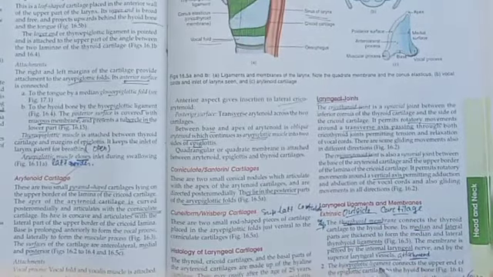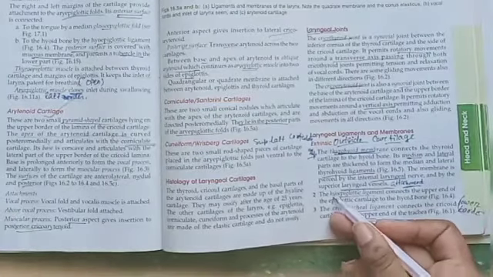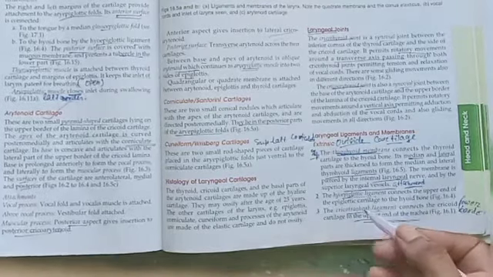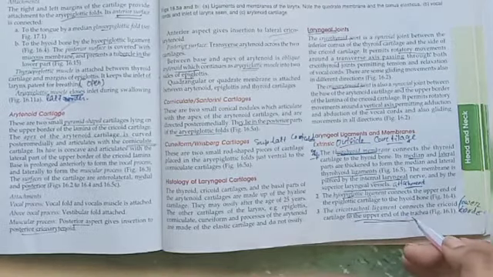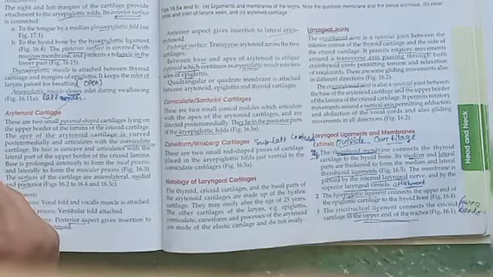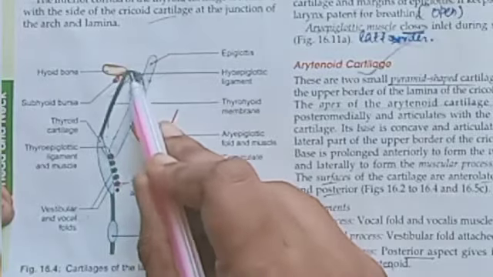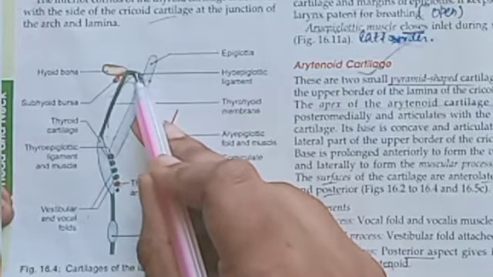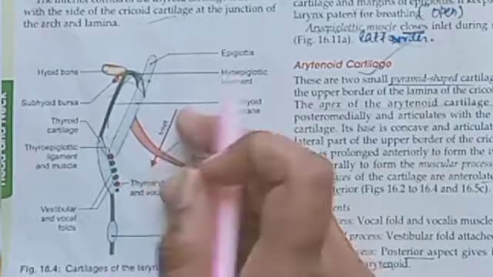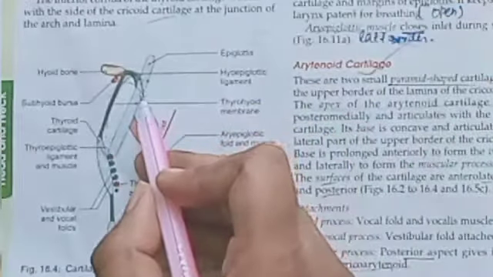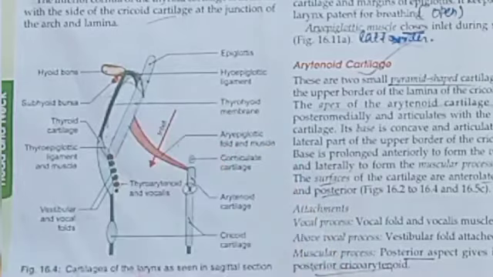Now the hyoepiglottic ligament. Its name itself shows that it is in between the hyoid bone and the epiglottis. You can see from figure 16.4 here, between the hyoid bone and epiglottis, there is a ligament formation known as the hyoepiglottic ligament, which mainly functions to provide stability to the epiglottis.